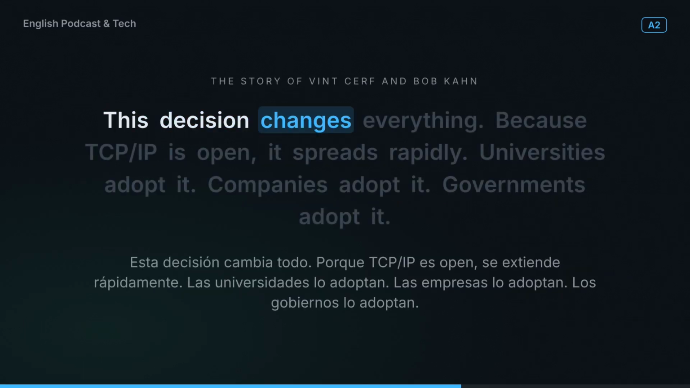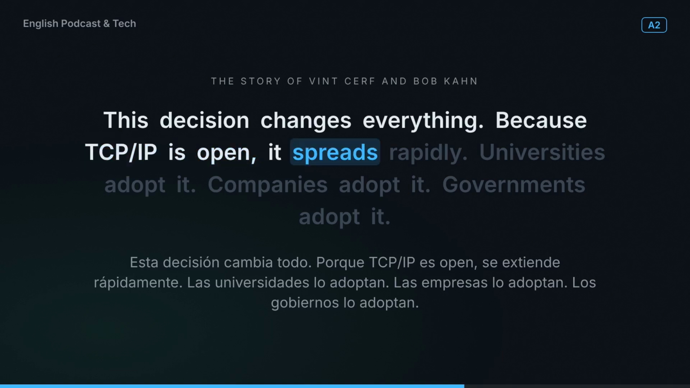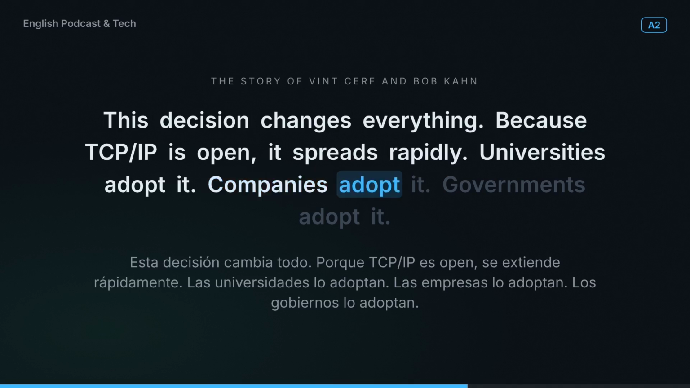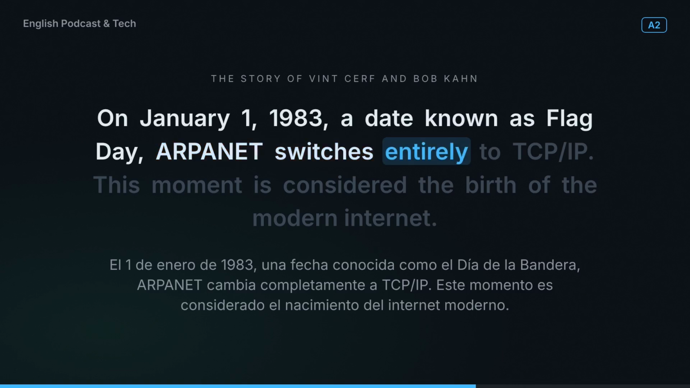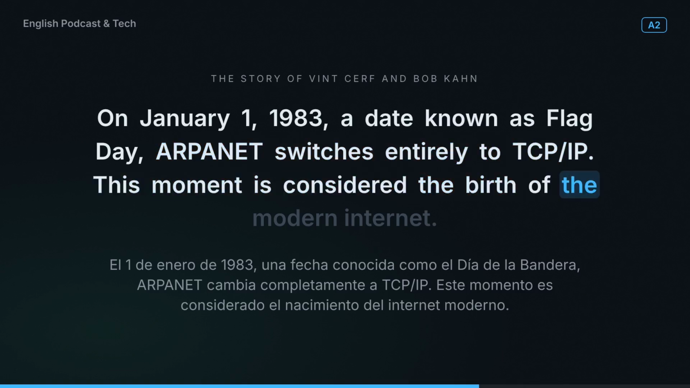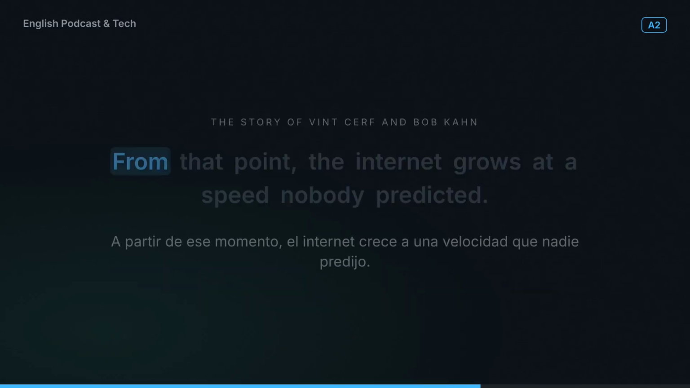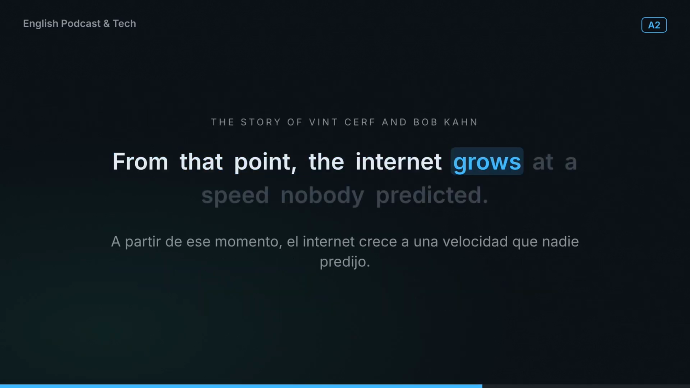This decision changes everything. Because TCP/IP is open, it spreads rapidly. Universities adopt it. Companies adopt it. Governments adopt it. On January 1st, 1983, a date known as Flag Day, ARPANET switches entirely to TCP/IP. This moment is considered the birth of the modern Internet. From that point, the Internet grows at a speed nobody predicted.